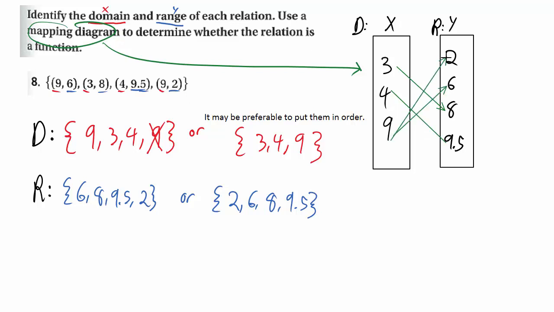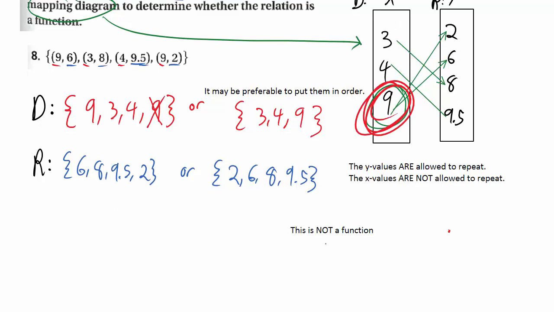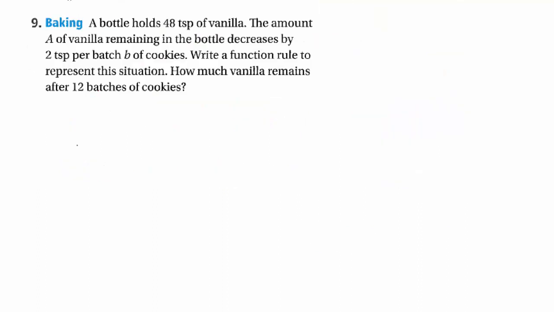So if I ask the question, hey, what is y when x is 9? Well, it gives me two answers. It says, well, y is 2. Wait, no, y is 6. Wait, y is 2. Wait, y is 6. So the x values are not allowed to repeat. That is not a function.